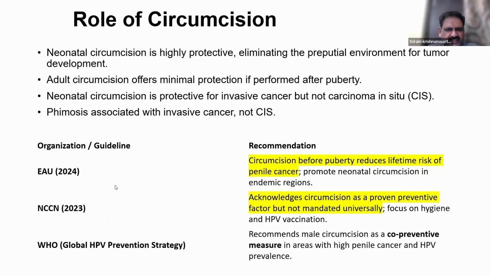The EAU guidelines say that circumcision before puberty reduces the lifetime risk. NCCN says that it's just a proven preventive factor, and it is not necessary that circumcision gives protection all the time. So there is a slight discrepancy between EAU and NCCN, but what you should understand at your level is that neonatal circumcision is really protective. Adult circumcision does not give you that much protection.